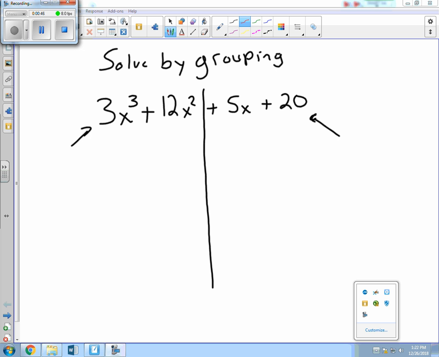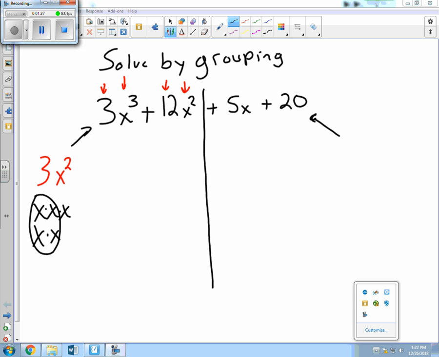I want to see, first off, in numbers, what's the greatest common factor between 3 and 12? Well, the greatest common factor between 3 and 12 is 3, so I'm going to write 3 here. Now I want the greatest common factor between x cubed and x squared. So remember, x cubed is 3 x's being multiplied, and x squared is 2 x's being multiplied. Because of that, they have 2 x's in common. So what's in common between them is x squared.